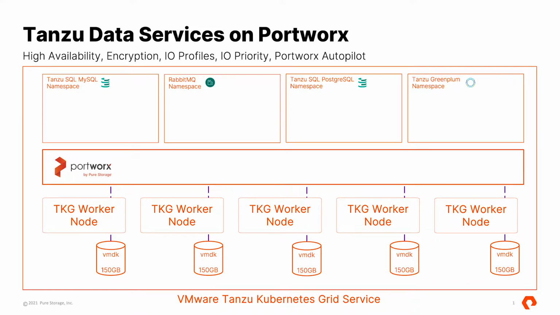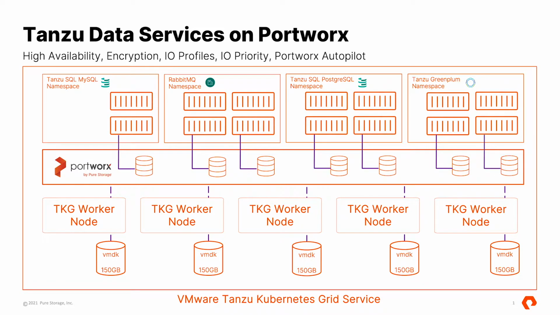For deploying these data services, we have deployed individual namespaces. So there is a namespace for MySQL, for PostgreSQL, for VMware Tanzu RabbitMQ, and then VMware Tanzu Greenplum. And then we have used their operators and then deployed individual instances for each of these applications.